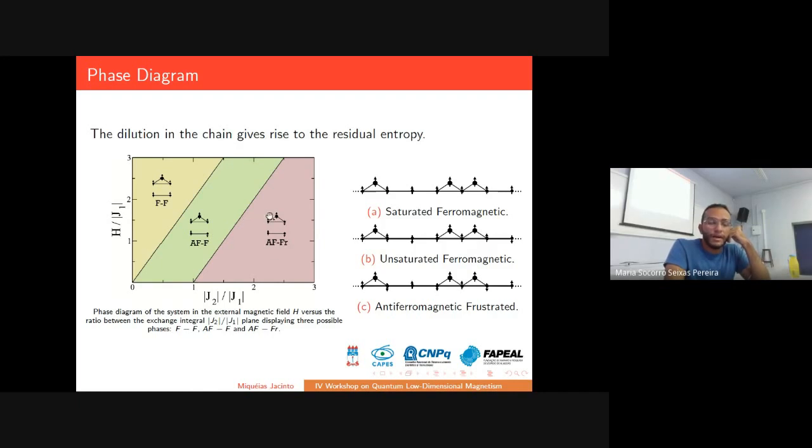In the region where J2, the antiferromagnetic constant, is strong enough, we have a phase where the unit cells with and without sigma have the nodal spins antiferromagnetically aligned. The dilution in the chain imposes constraints on how we build it, and these constraints give rise to residual entropy, because we have a structural disorder in the chain.